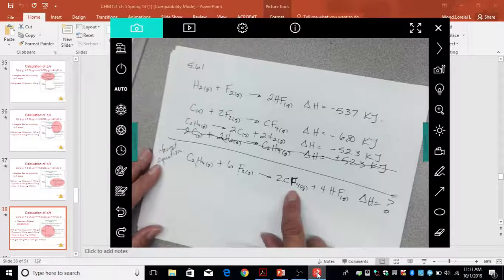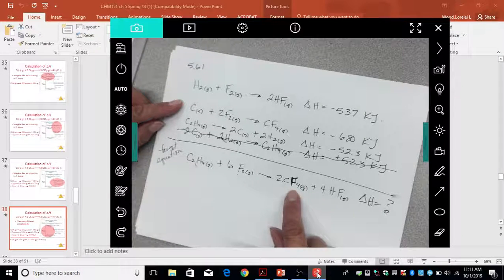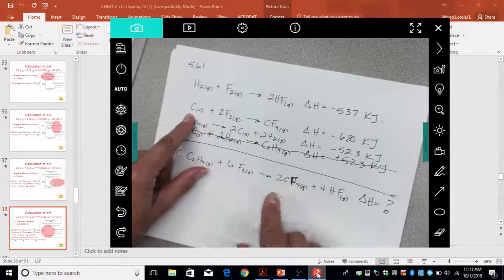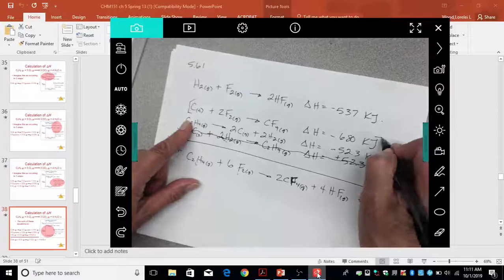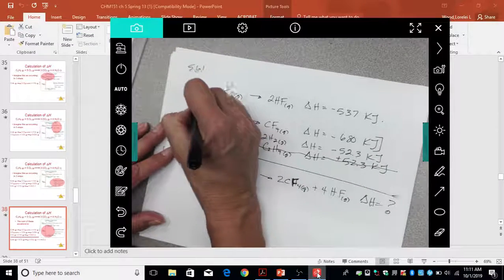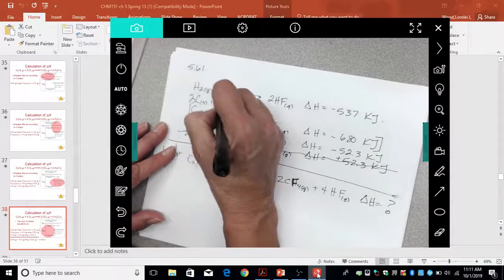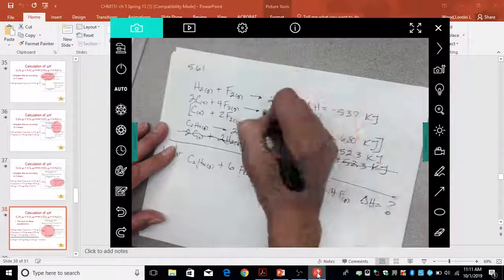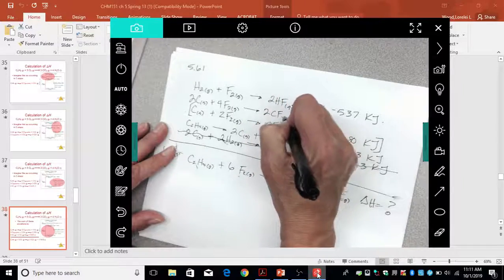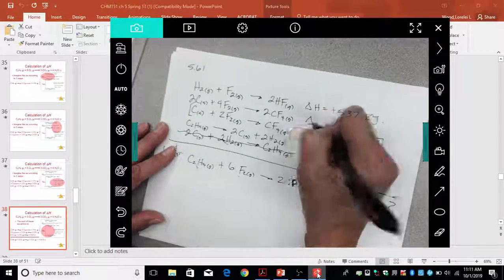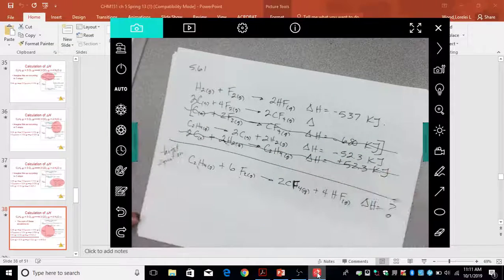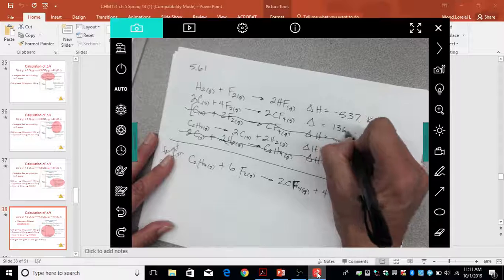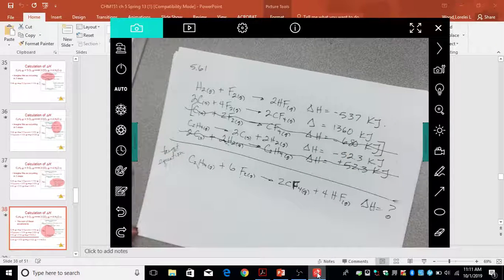Okay, does that make things better? I think so. All right, so what do we got to do? I got CF4s on the product side, but I only got one of them, so what should I do to this thing? Multiply the whole banana by 2, right? All right, so I'm going to say I got 2 carbon solids plus 4 fluorine gas, which yields 2 CF4 gas. And what am I going to do with my enthalpy term? Multiply it by 2, which would be what, 1360? Is that the right math?